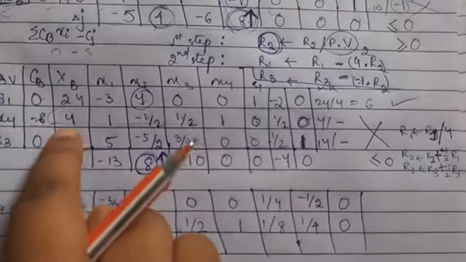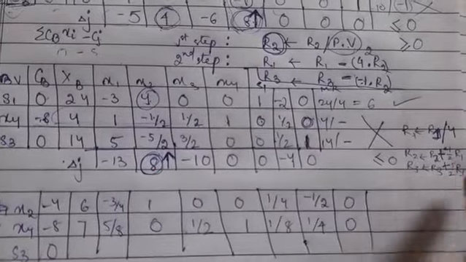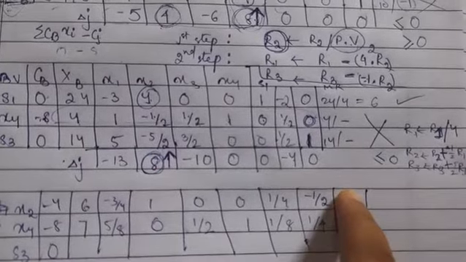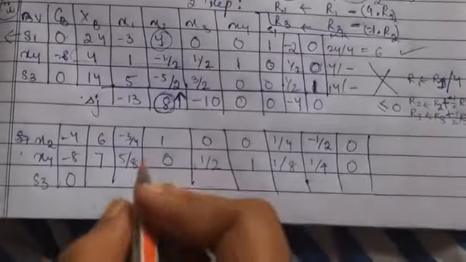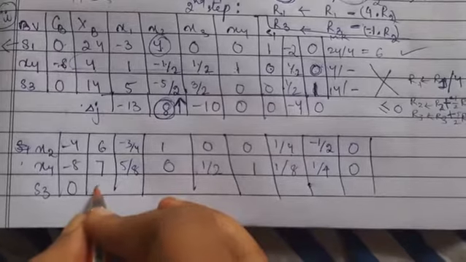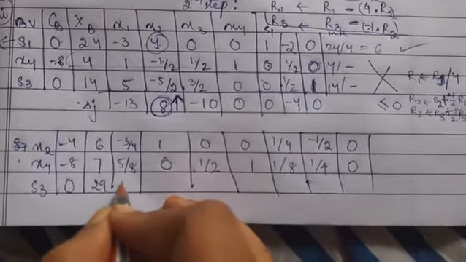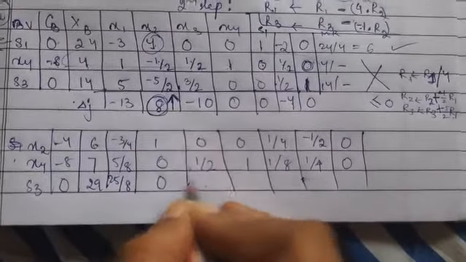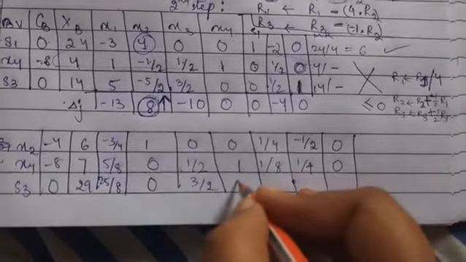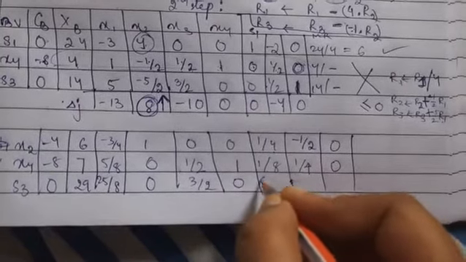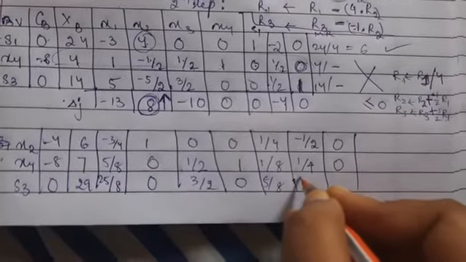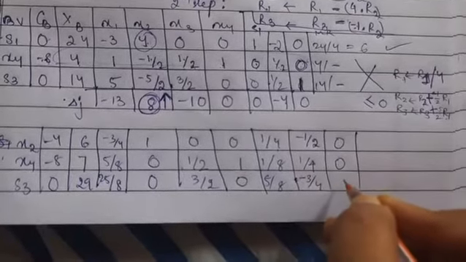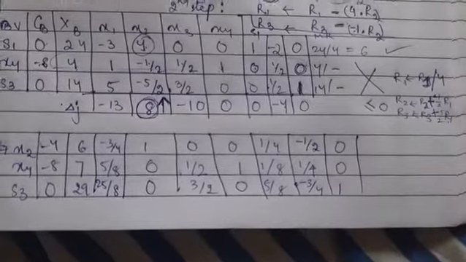Similarly, this value plus 5 by 2 times of this value will give me 29, 25 by 8, 0, 3 by 2, this will be 0, 5 by 8, minus 3 by 4 and 1.